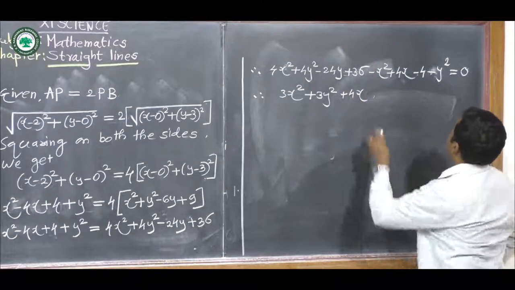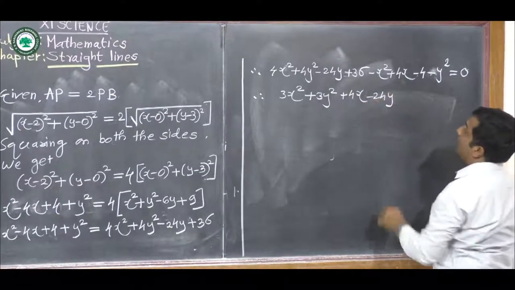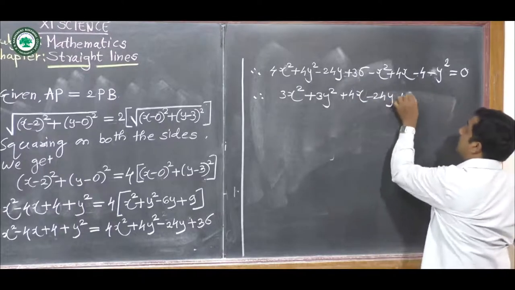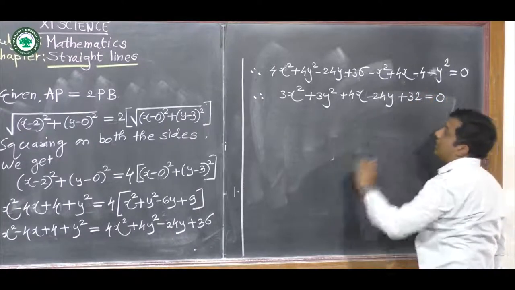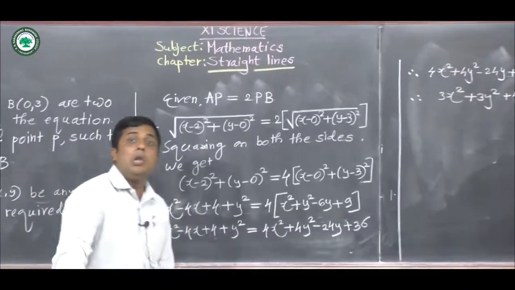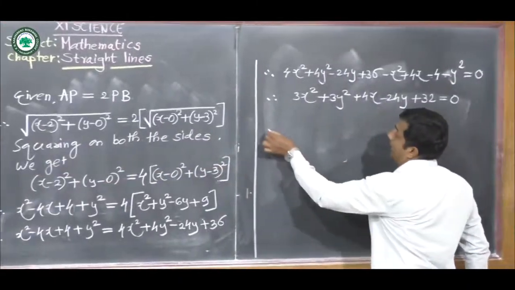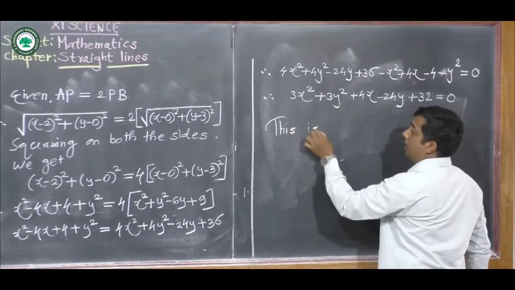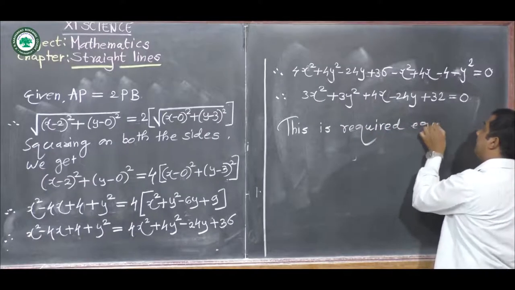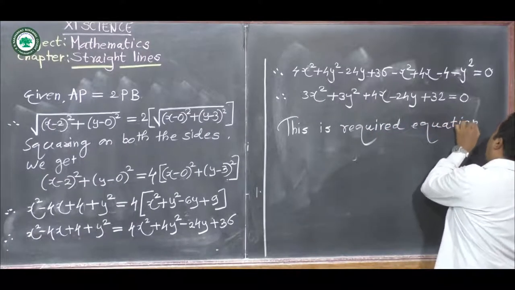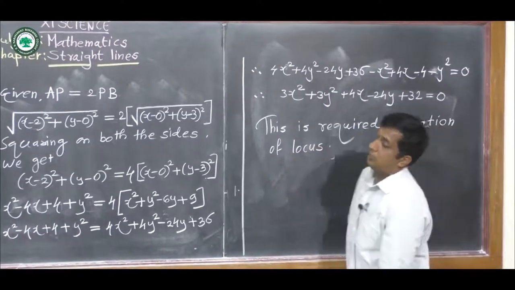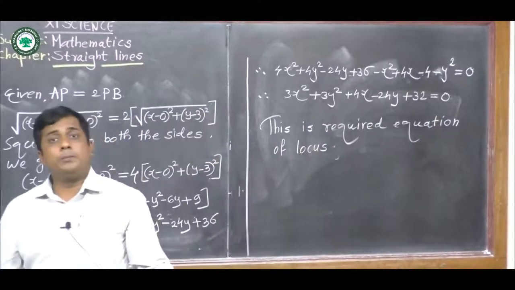Next, minus 24y. And in the last, the constant is 36 minus 4, which is 32, and this is equal to 0. And this is the required equation of the locus. So I write this is the required equation of locus. Very interesting example it is.